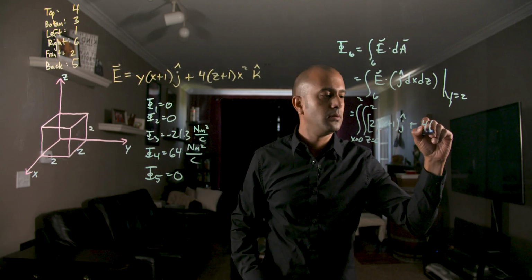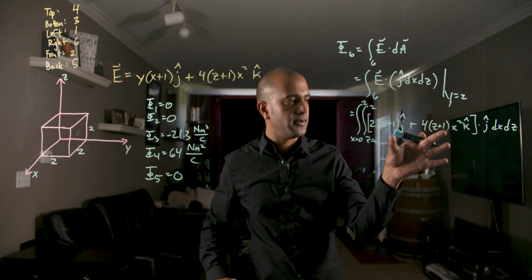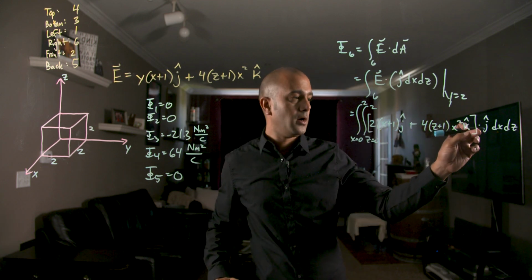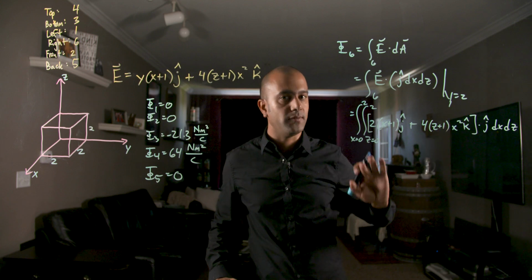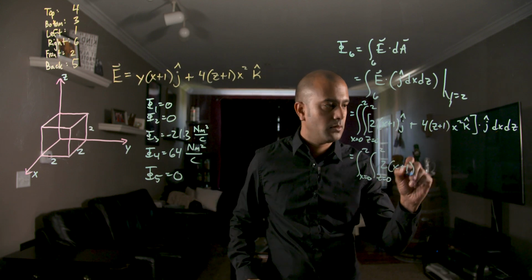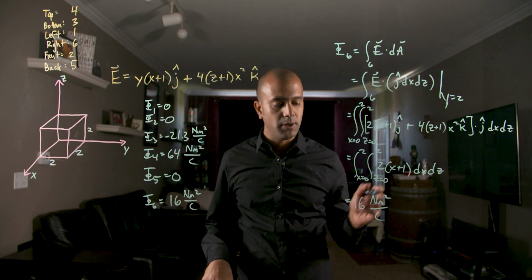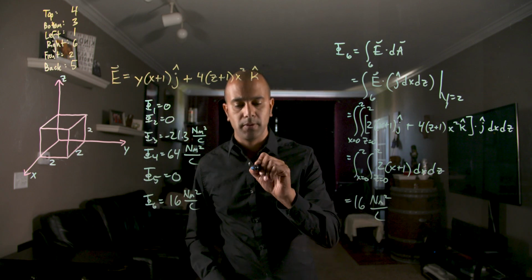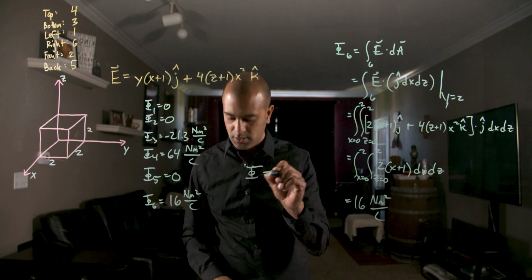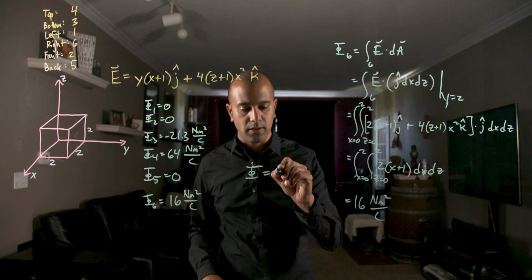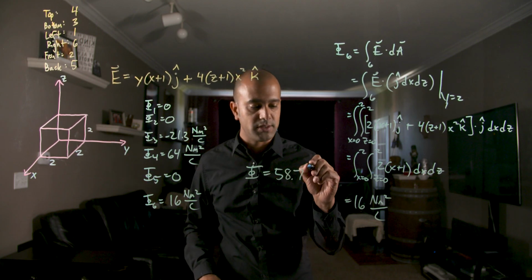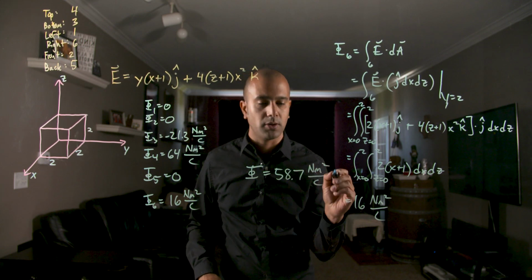All right, as before, you want to dot this expression for the electric field with your area element direction. j dot j will give you 1, j dot k will give you 0. So that'll cancel out the second term, and then you just go ahead and do the integral. When the integral is done, you get a flux of 16 Newton meters per coulomb. Adding all these up, you get a total flux through all 6 surfaces added together of 58.7 Newton meters per coulomb.